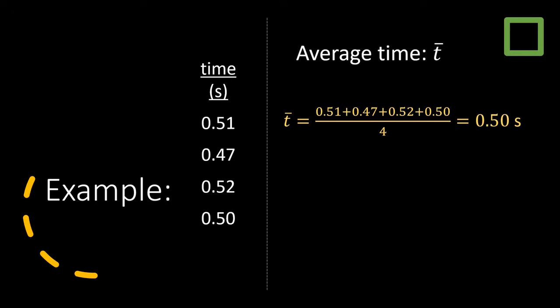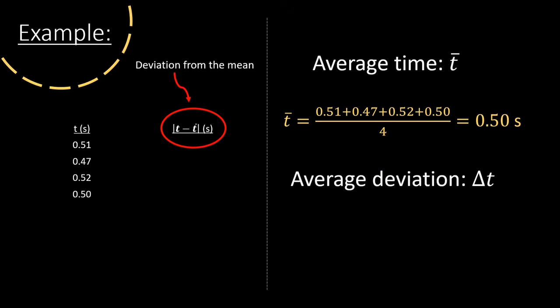Now, as you can see, my readings have some uncertainty because not all of them are 0.50. For example, we have 0.51, 0.47, and so on. And these numbers are far away from the 0.50, which is the average time. So to represent the uncertainty in my readings, we calculate what's called delta t, or the average deviation of my numbers. In order to calculate the average deviation, let's define something called the deviation from the mean, or t minus t average.